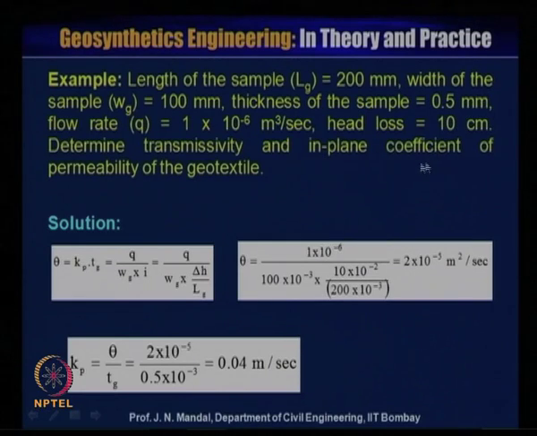Next, we also calculate the coefficient of permeability of the geotextile. The coefficient of permeability Kp is equal to theta divided by Tg, where Tg is the thickness of the geosynthetic material and theta is the transmissivity of the geotextile material. The transmissivity you found is 2 into 10 to the power minus 5, divided by Tg, that means the thickness of the geosynthetic material, 0.5 millimeter, so 0.5 into 10 to the power minus 3 in terms of meter. So, you get Kp equal to 0.04 meter per second. This is the coefficient of permeability of the geosynthetic material.